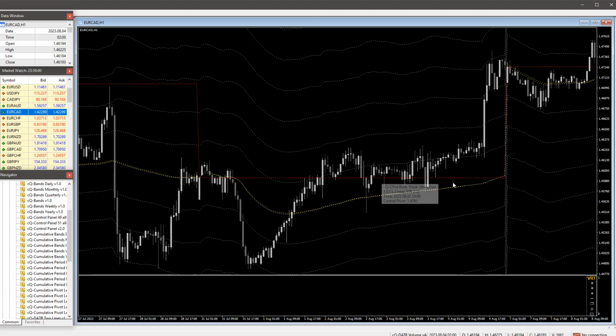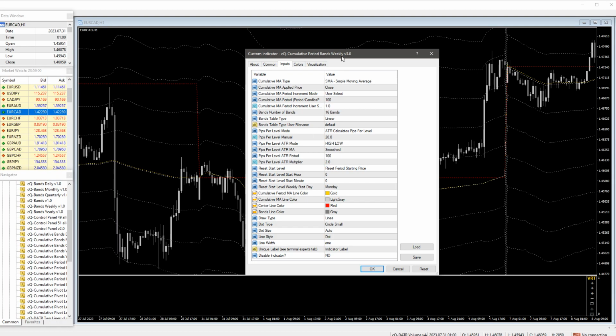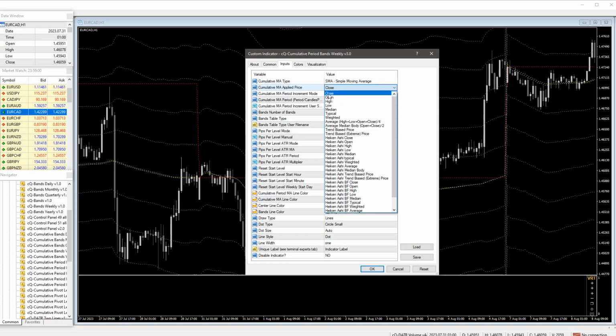This red line is the central pivot, or actually the close of the first candle of the week, since we're using the weekly cumulative period indicator. It's going to use the close here. If you wanted to use the open, you could select the open here.